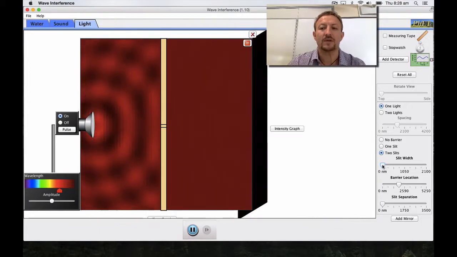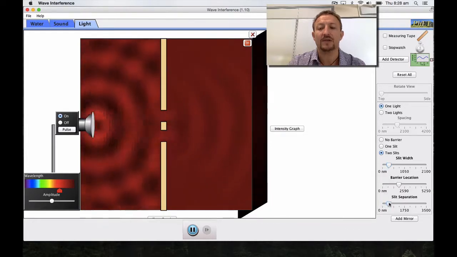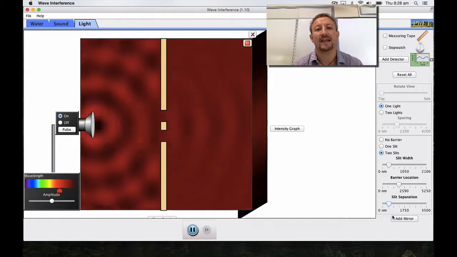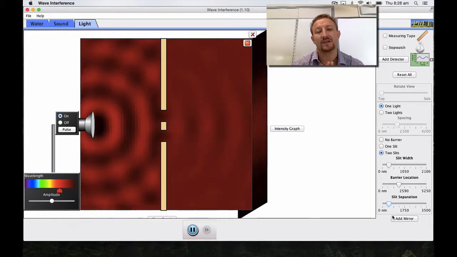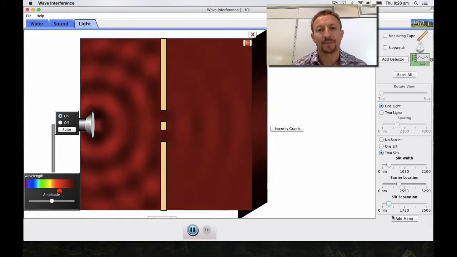Now I'm going to start to open up my slit width and my slit separation. You'll notice that the slit separation is in nanometers because remember, the wavelength of light is really, really small. Suddenly we're getting a beam of light generated on that screen right in the center. Remember, that's the zero order antinode which has been generated. We've then got nodes on the other side.